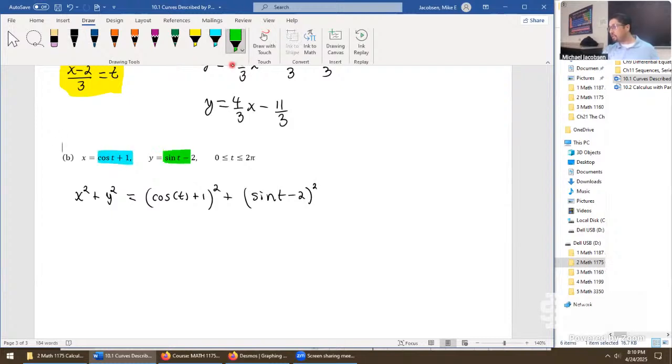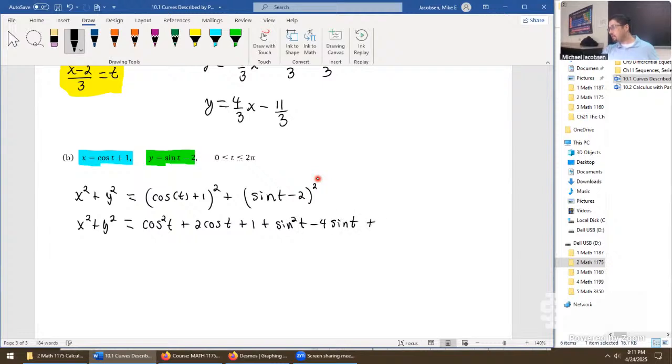Our job when we expand everything out is to look for the cosine t plus 1s. We have to eliminate it and plug in an x in that position. And then also look for sine t minus 2, anywhere it occurs, because we'll plug in a y for that value as well. So on the left, x squared plus y squared. Here on the right, we're going to start expanding. So this is cosine squared t plus 2 cosine t plus 1 on that expansion. And then same idea on this one, plus sine squared t minus 4 sine t plus 4.